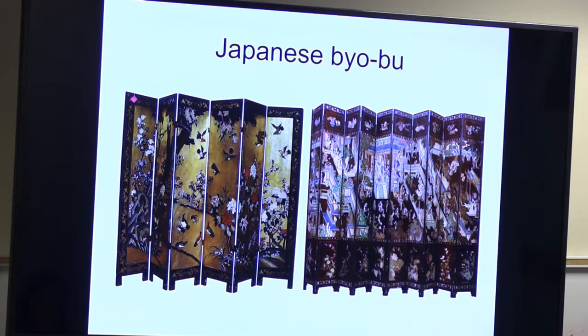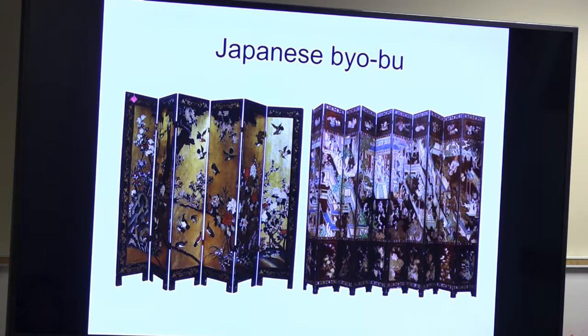So what really stands out about the byobu, as I mentioned, is that they're freestanding. The word byobu means wind barrier. So they can be placed in the middle of a room to create privacy, to separate a space. They can be placed before a door or a window. So both sides are decorated. It's not placed against the wall. It's freestanding and both sides are decorated.